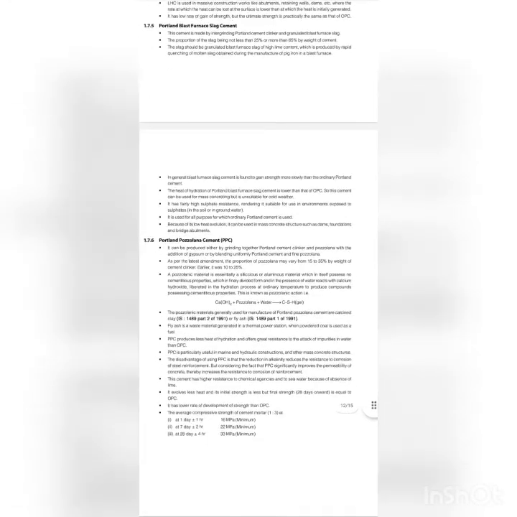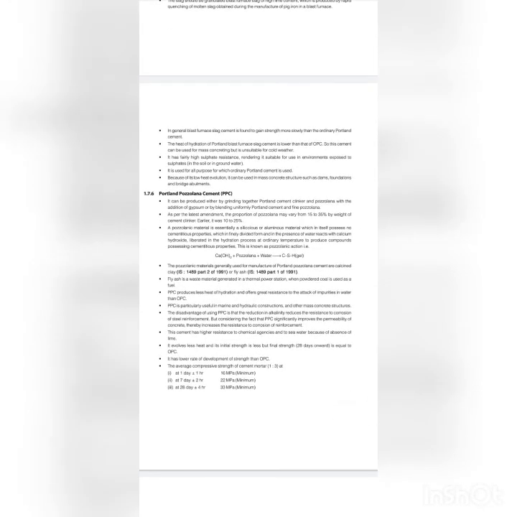The cement is made by intergrinding Portland cement clinker and granulated blast furnace slag. The proportion of slag being not less than 25% or more than 65% by weight of cement. The slag should be granulated blast furnace slag of high lime content, which is produced by rapid quenching of molten slag obtained during the manufacture of pig iron in blast furnace.